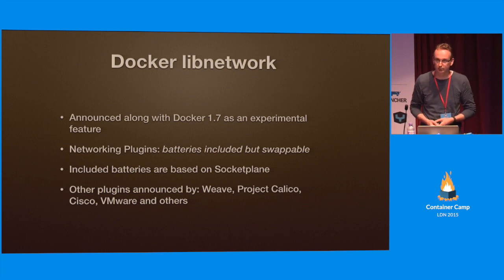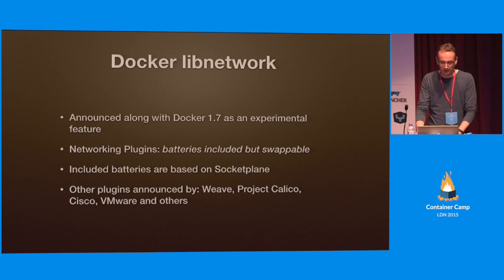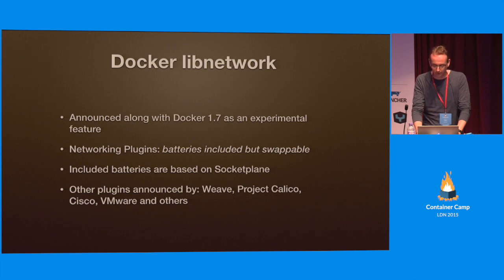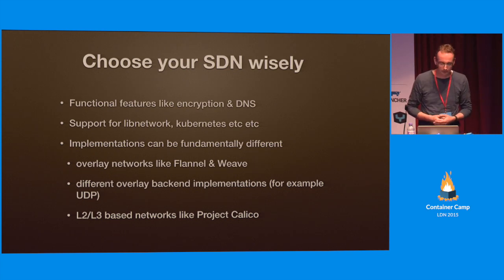In this case, it's SocketPlane, which was bought by Docker. You can also use one of the other plugins, like the ones announced by Weave and Calico and other parties like Cisco and VMware. Which would make it a lot easier to get the setup right. You still need to configure the settings for the different solutions, but you won't have the challenge that you might end up with a configuration that's not recommended by the plugin provider. Which is great because then we can choose an SDN on things that really matter, like features offered.